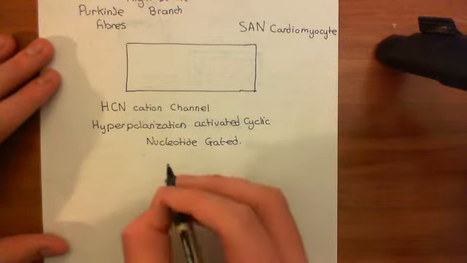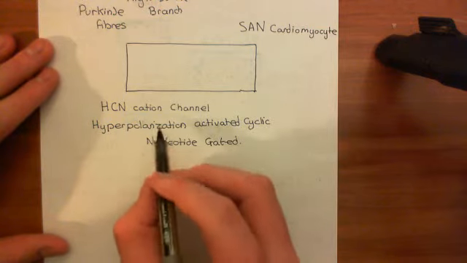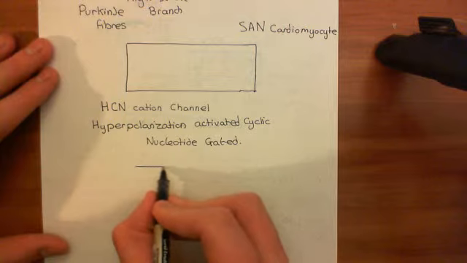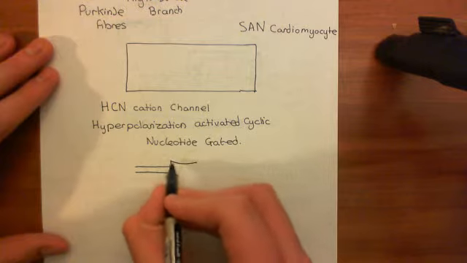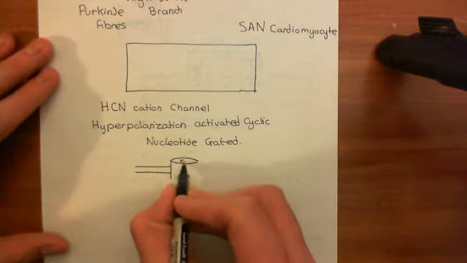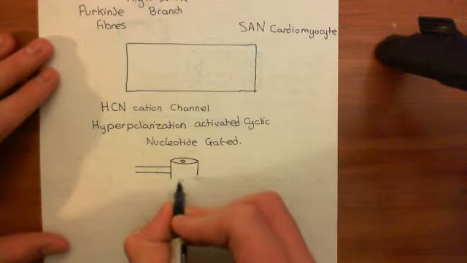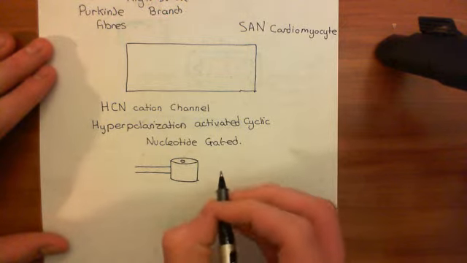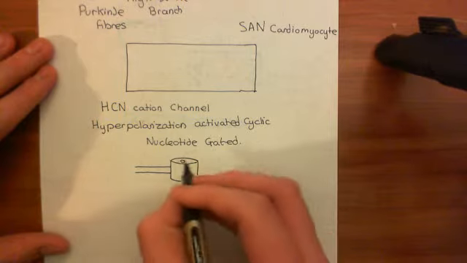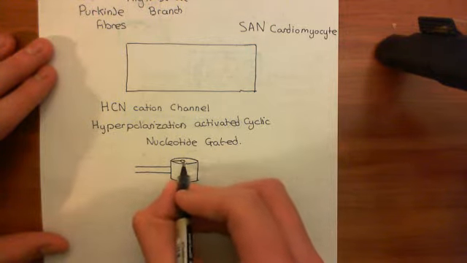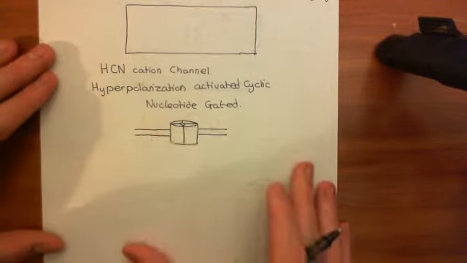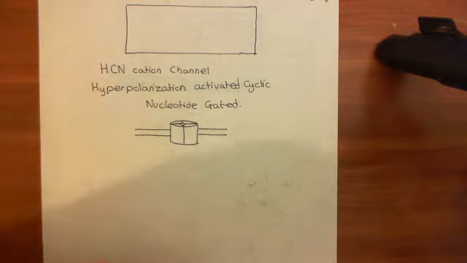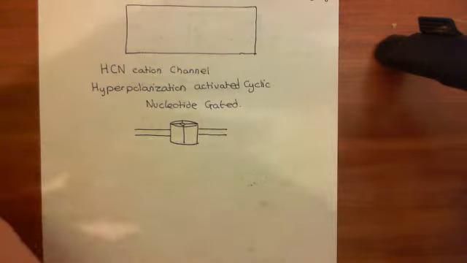Okay, right. So let me show you the structure of an HCN cation channel. Here is the plasma membrane, like so, with the HCN channel sitting within it. Now basically these hyperpolarization activated and cyclic nucleotide gated cation channels are tetramers. They're made up of 4 separate proteins joined together, and that's not particularly easy to see on the camera, but never mind. So it's a tetramer.